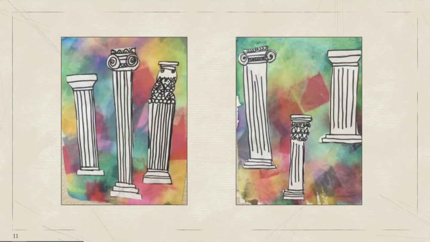So we're going to draw the three main kinds of columns. We're going to draw that plain and simple Doric column. We're going to draw, this one's upside down, that Ionic column with the swirls. And then we're going to draw that Corinthian column.